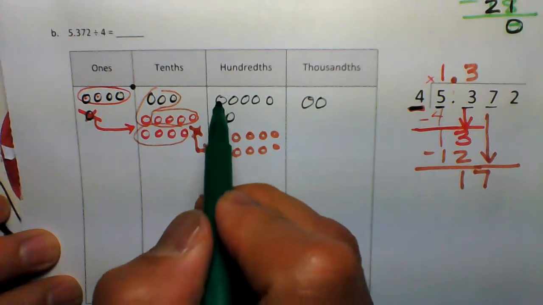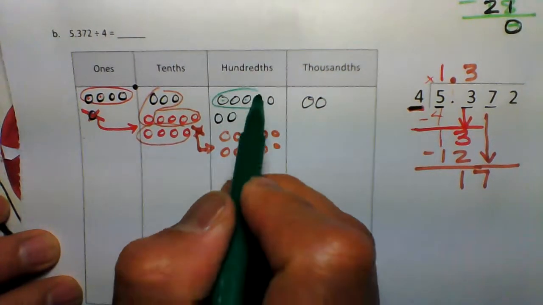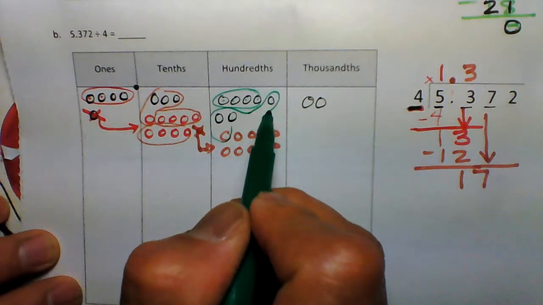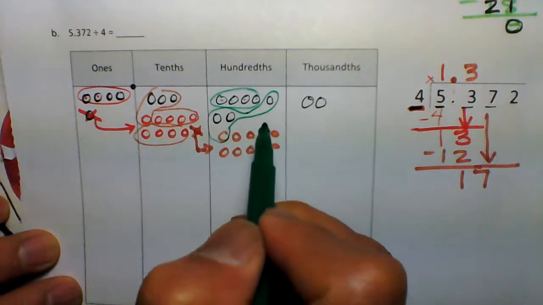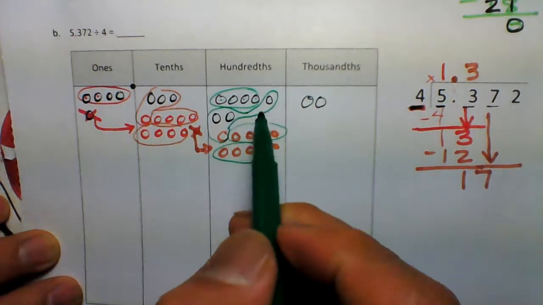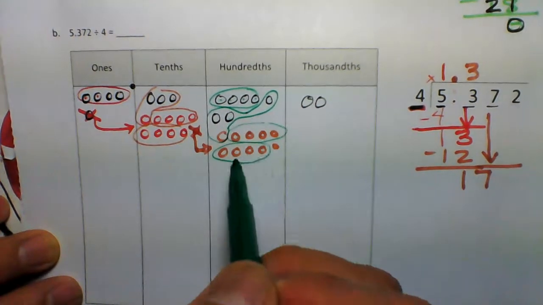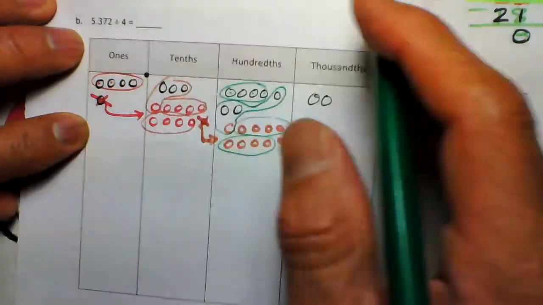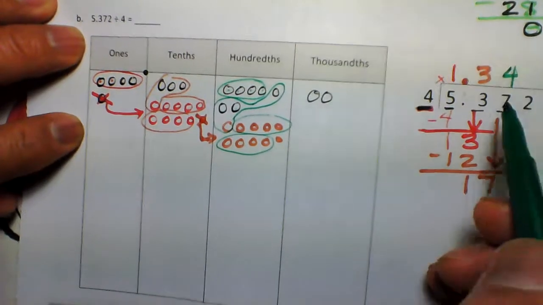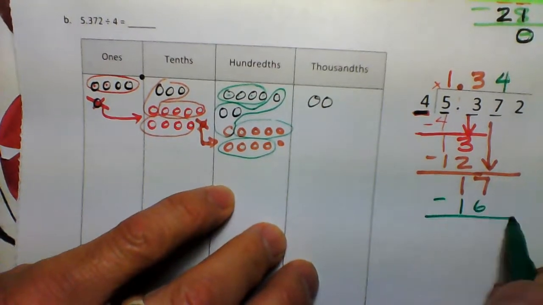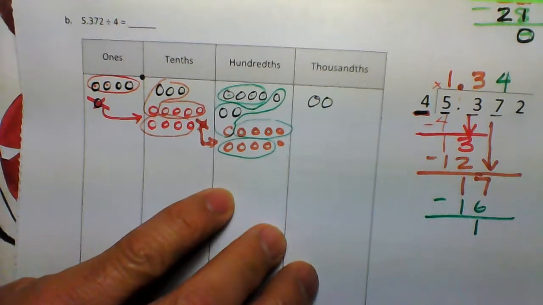So let's make groups of 4. 1, 2, 3, 4. 1, 2, 3, 4. 1, 2, 3, 4. 1, 2, 3, 4. So that's how many groups of 4s. The answer is that 4 goes into 17 four times. So 4 times 4 equals 16. When you subtract that, you will have a remainder of 1.